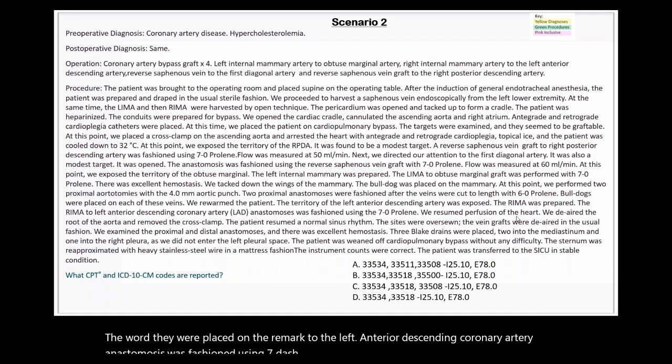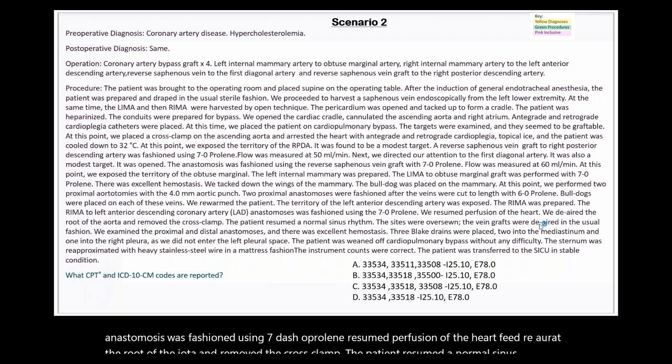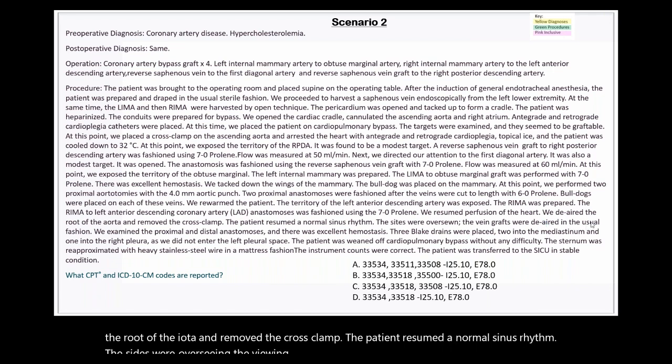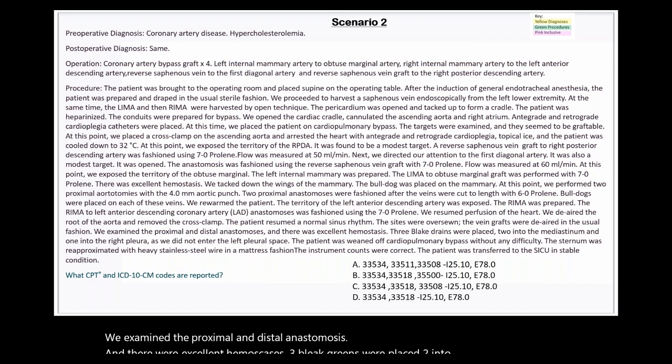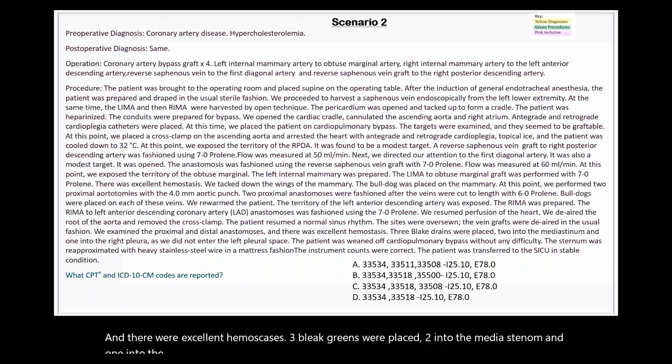We resumed perfusion of the heart. We re-aired the root of the aorta and removed the cross clamp. The patient resumed a normal sinus rhythm. The sites were oversewn. The vein grafts were de-aired in usual fashion. We examined the proximal and distal anastomoses, and there was excellent hemostasis. 3 Blake drains were placed, 2 into the mediastinum and 1 into the right pleura. We did not enter the left pleural space.